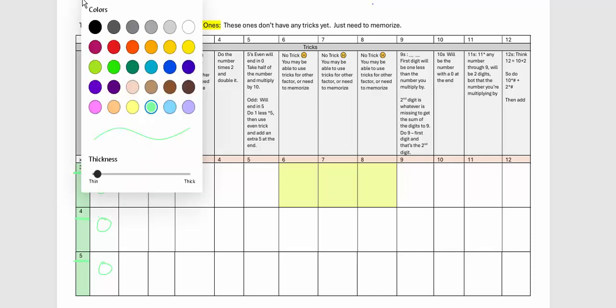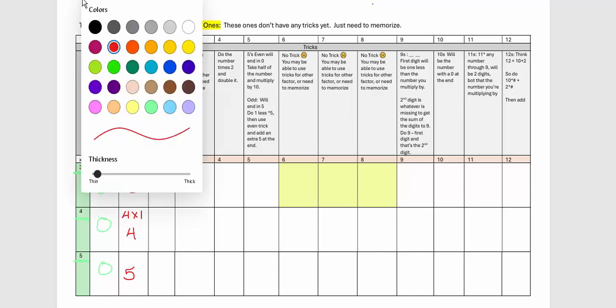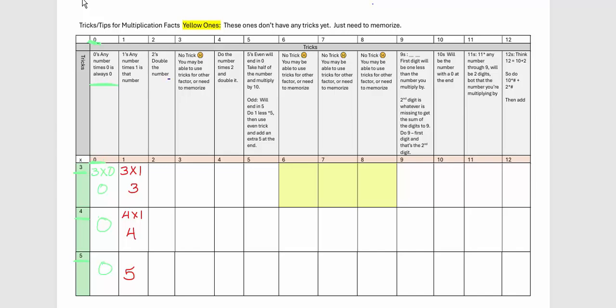Let's look at the next set. All right, so for this one, 1 times any number is always that number. So here we have 3. We're in the 3 row, and then in the 1 column. So 3 times 1, that's going to be 3. Here, this is 4 times 1, that's 4, and 5 times 1 is 5. All right, 2s. 2s are usually pretty easy. Remember, we just have to double the number. So 3 times 2, that means 3 doubled, and that's 6. 4 doubled is 8, and 5 doubled is 10.